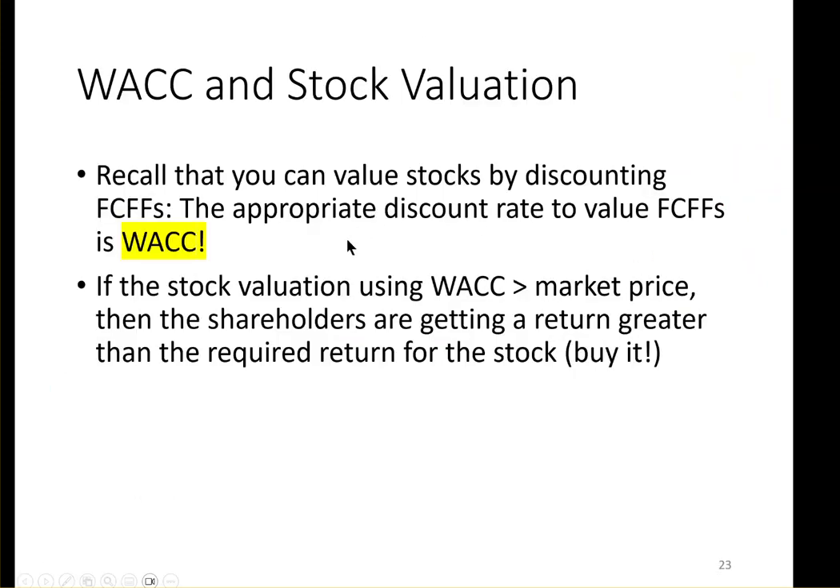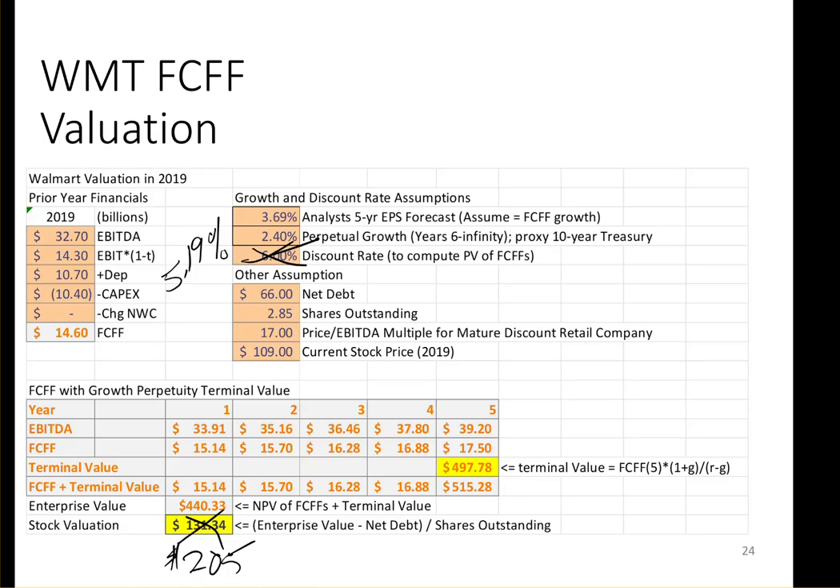They're not even raising it, or the project's not giving enough return to satisfy the capital providers. We also are going to use that WACC to value a stock. Recall that you can value stocks by discounting free cash flows. Well, the appropriate discount rate to value free cash flows is WACC. And if the stock valuation using WACC as the discount rate is greater than the market price, then the shareholders are getting a return greater than the required return for the stock, so you'd buy it. So that's why we use WACC to discount unlevered free cash flows.